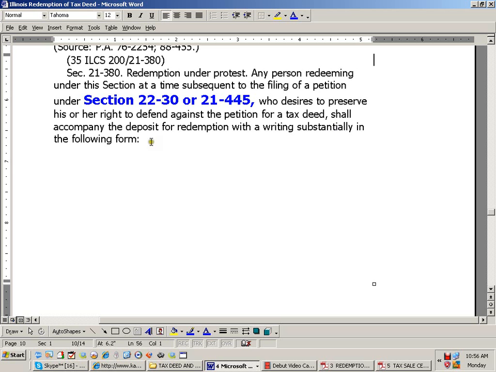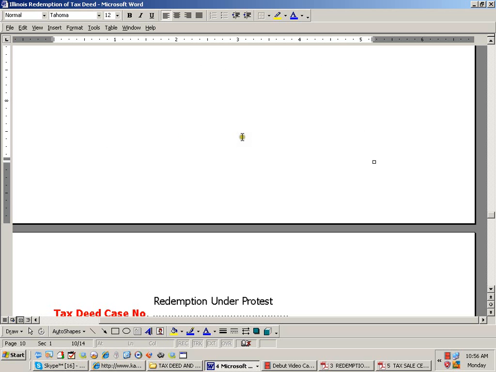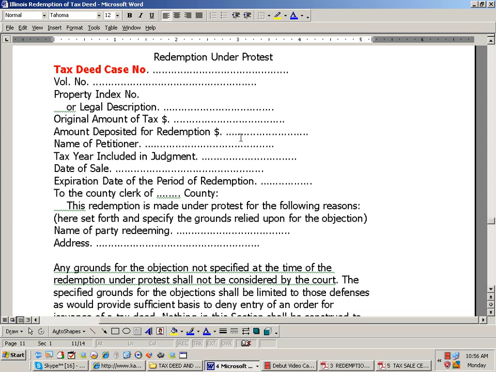Shall accompany the deposit for redemption with the writing substantially in the following form: tax deed case number, volume number, property, original amount of tax, amount deposited for redemption, name of the petitioner. So I think you need to do this after you've redeemed the property, right? Then you'll have all these pieces of information.